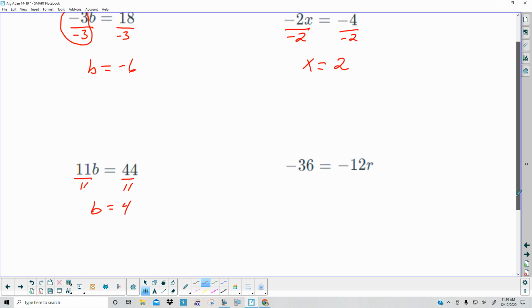Okay? I'm going to divide by negative 12 because that's what's with the variable. You don't divide by the negative 36. You divide by the negative 12. It's what's with the variable that determines that. So 3 is equal to r.